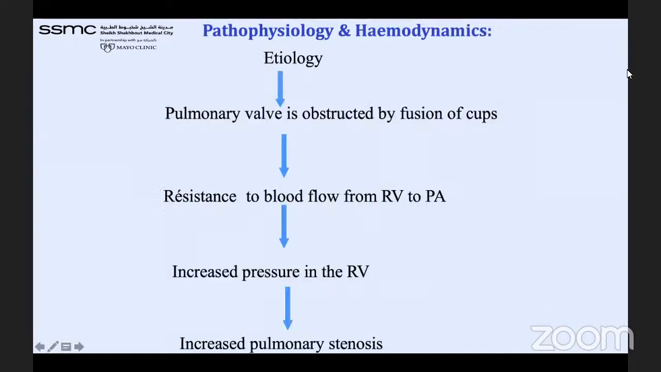Now, pathophysiology and hemodynamics, we will go in this form. It's easy. Whatever the cause may be, the pulmonary valve is obstructed by the fusion of the cusps, and resistance increases pressure in the right ventricle. Due to increased pressure in the right ventricle, the pulmonary stenosis increases more. So this will cause an increase in the pulmonary vascular resistance, and then you can have a problem with your oxygenation.